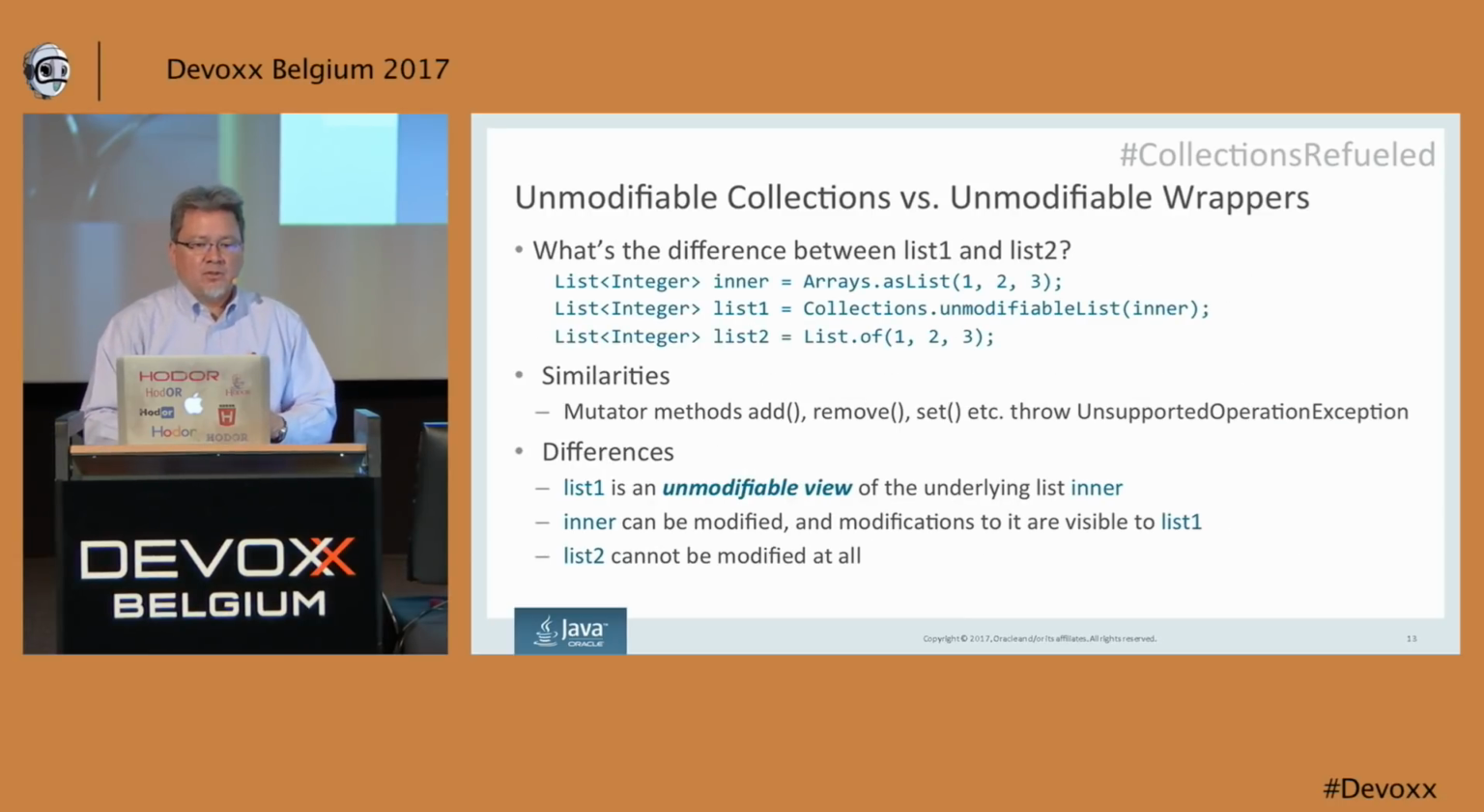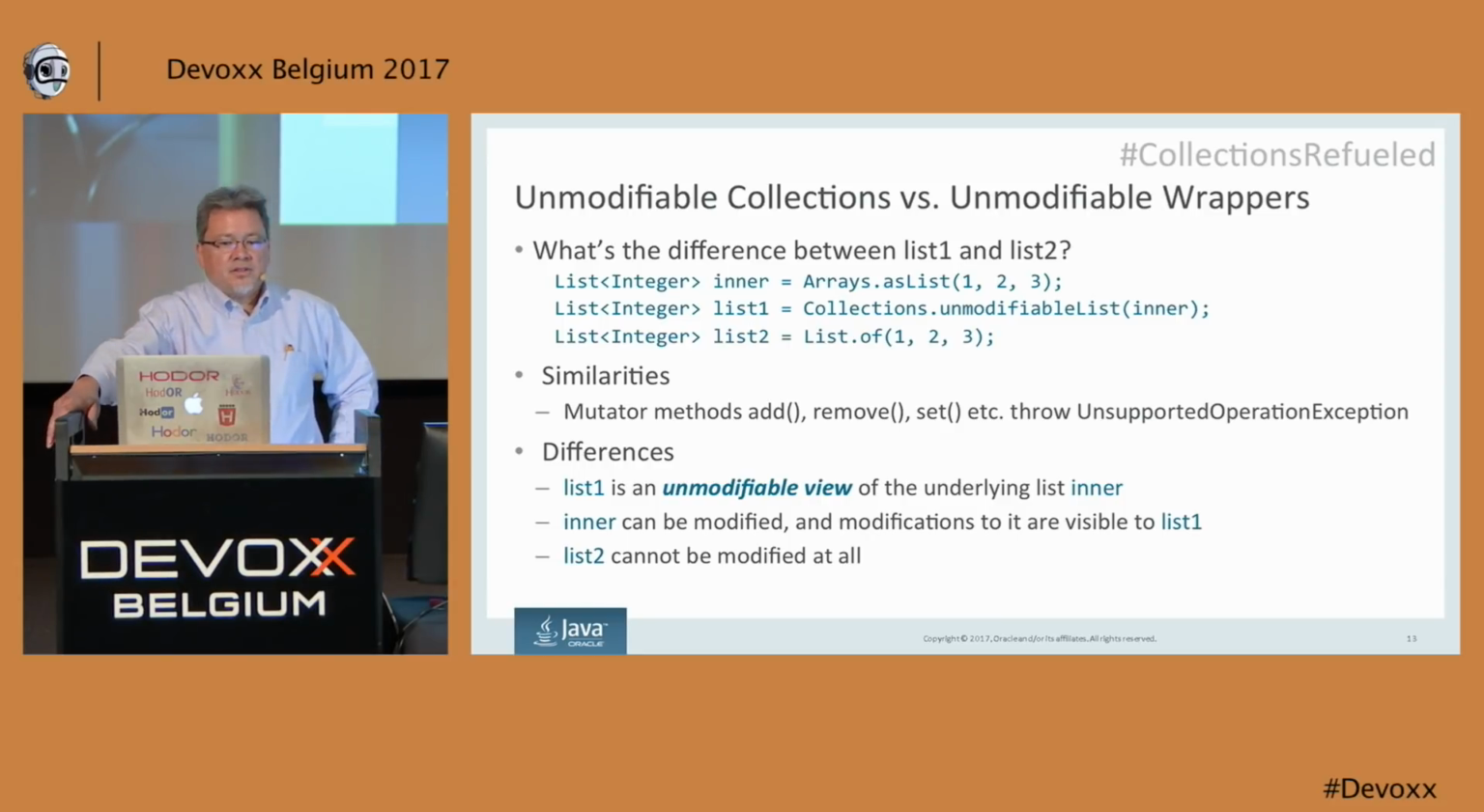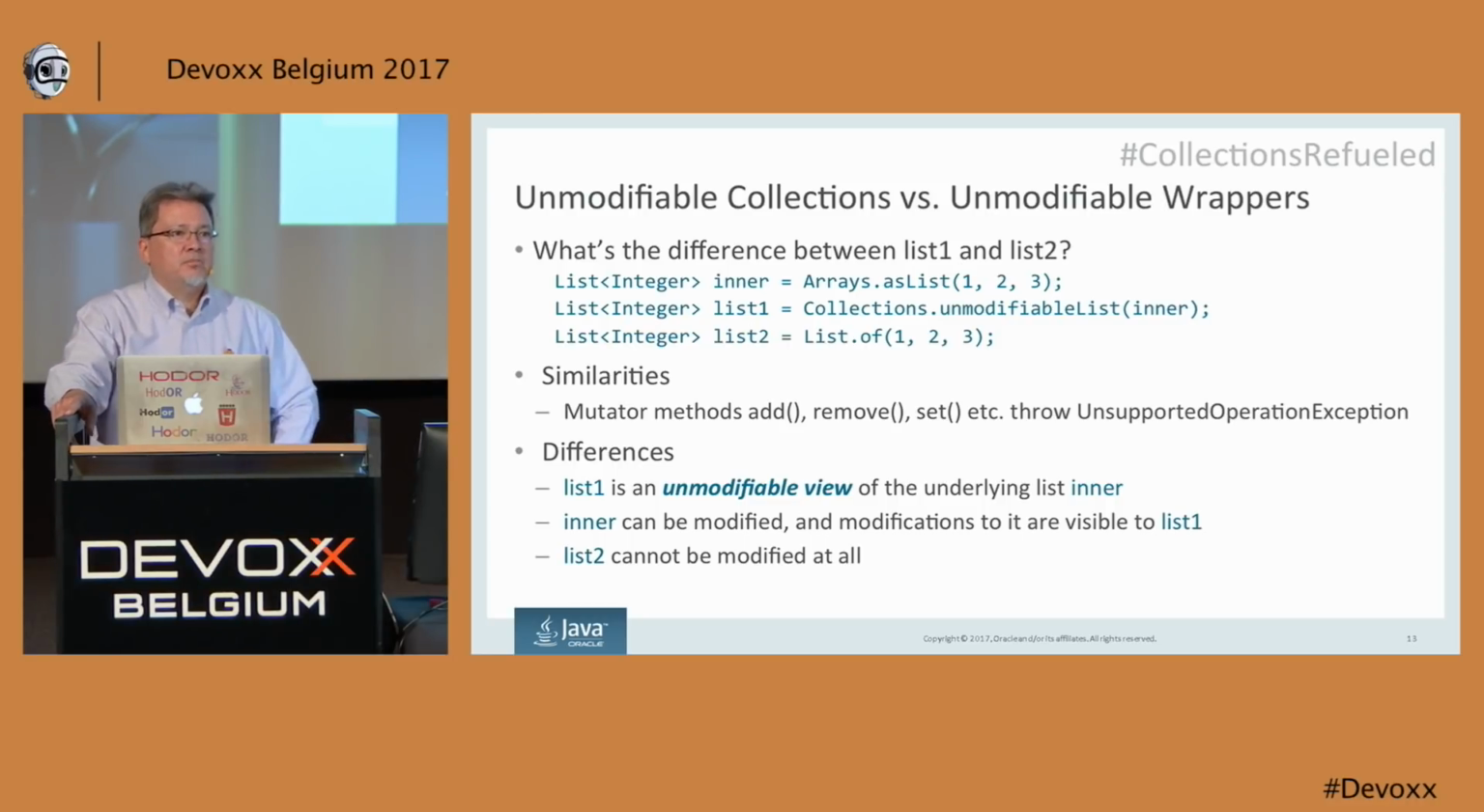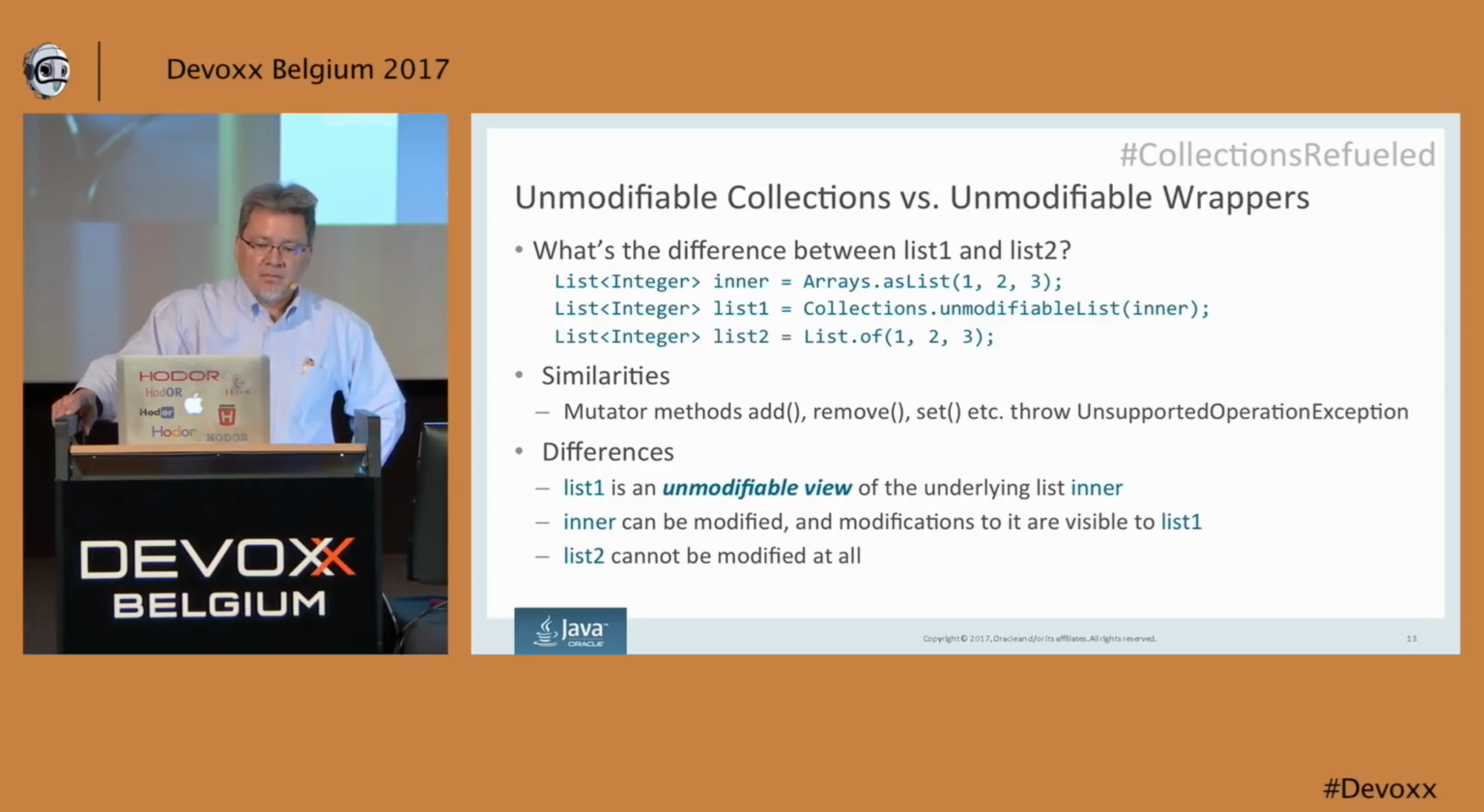Here I have a quick example of that. I have a list of integer that is created using Arrays.asList, and I wrap that in Collections.unmodifiableList, and store that in list1. And then in list2, I say List.of(1, 2, 3). So those lists have the same contents. They're both similar and different. They're similar in that if you call add, remove, or set on list1 and list2, those will all throw unsupported operation exception because they're both unmodifiable.